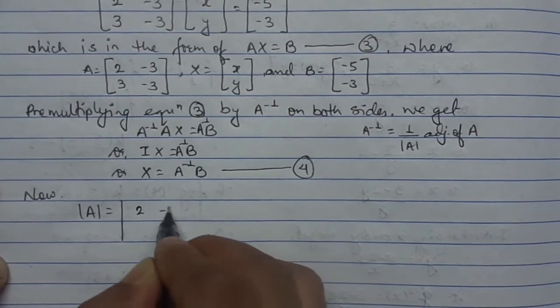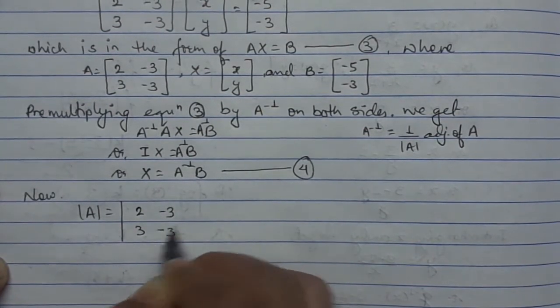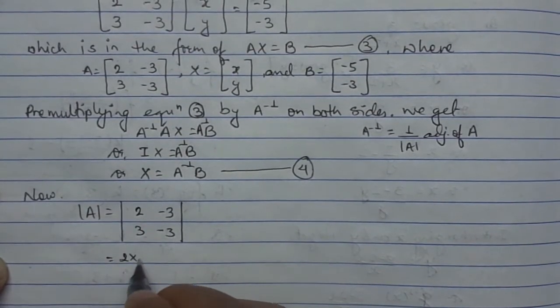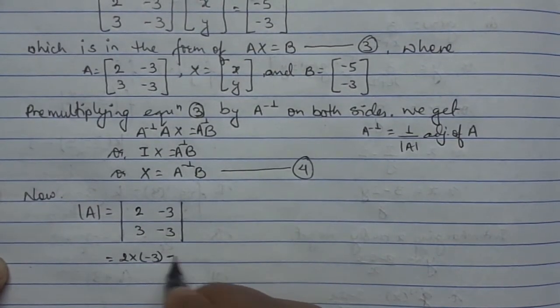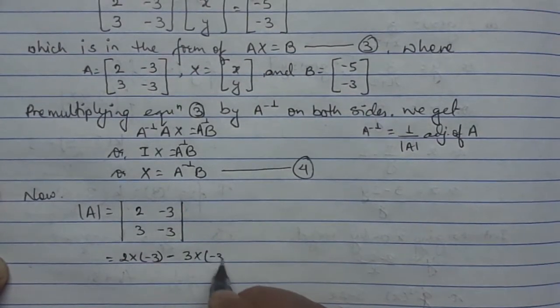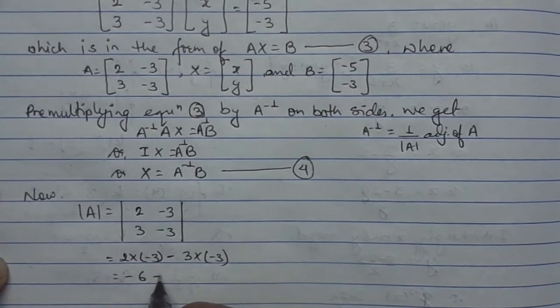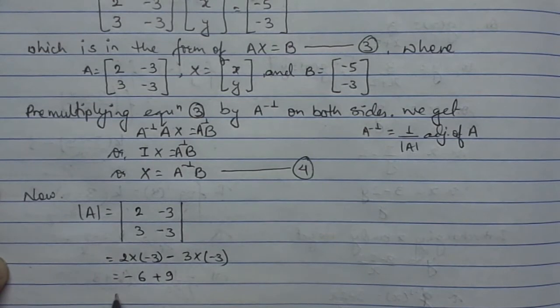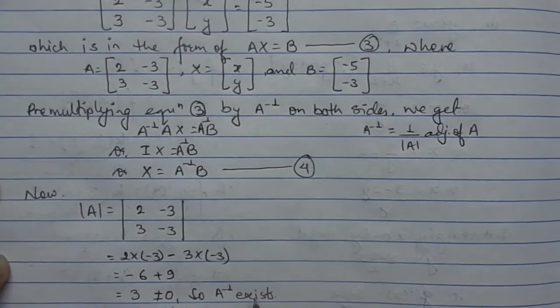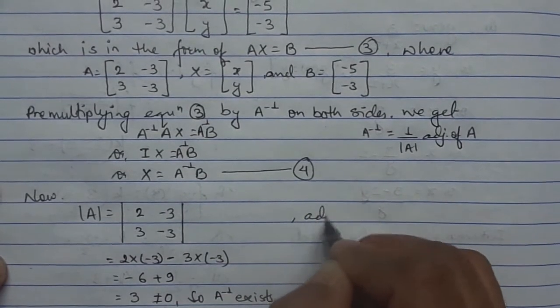Elements of A are 2, minus 3, 3, minus 3, and we'll multiply the diagonal elements. 2 into minus 3, minus (3 into minus 3), it's minus 6 plus 9, it's 3, which means the determinant is non-zero. So A inverse exists.